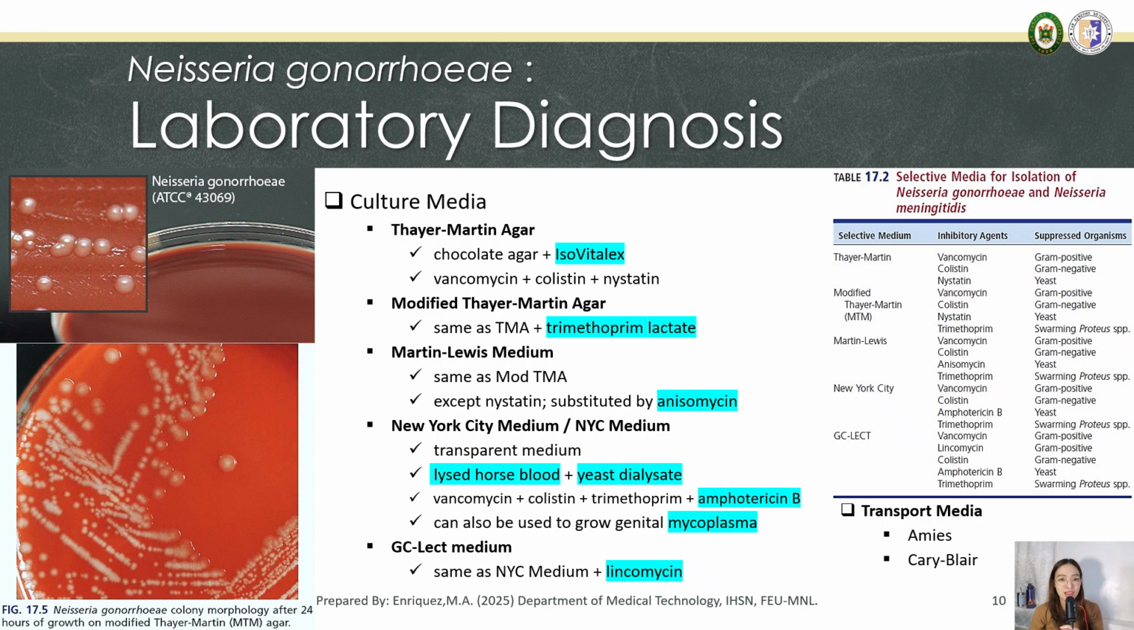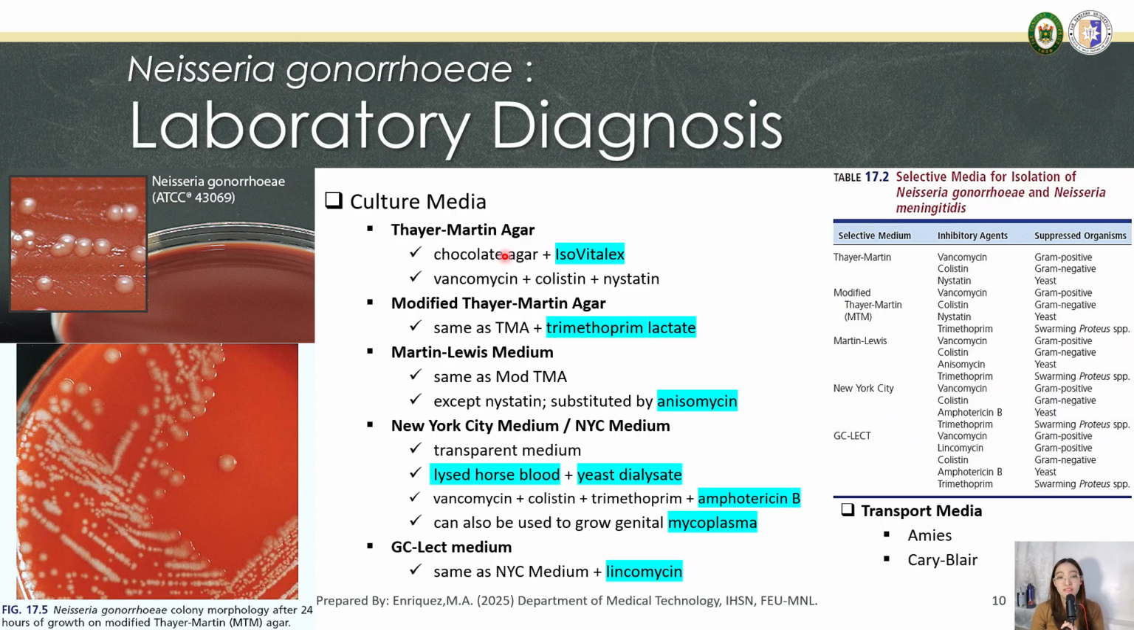So the Thyre-Martin agar is composed of a chocolate agar base with the addition of Isovitalex. So Isovitalex is basically a commercially formulated supplement for fastidious organisms such as Neisseria. Aside from that, it also contains VCN. It means that it has vancomycin, colistin, and nystatin. So ano ba ang purpose ng mga ito? Okay, so these are the selective components.